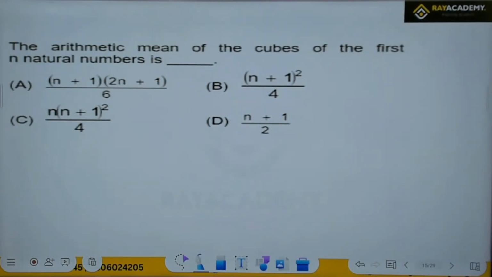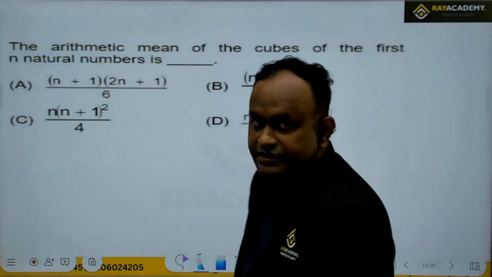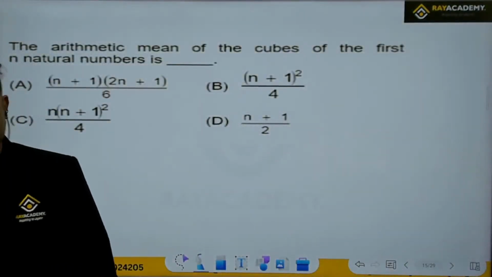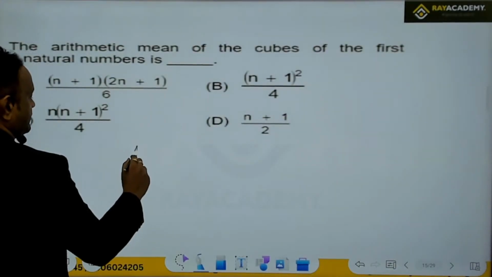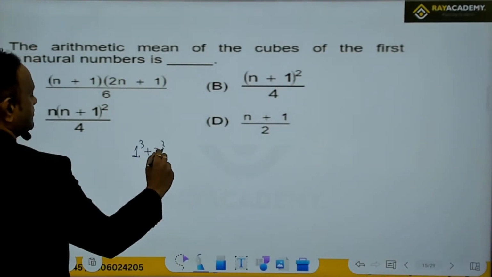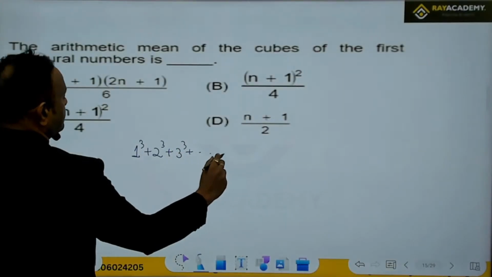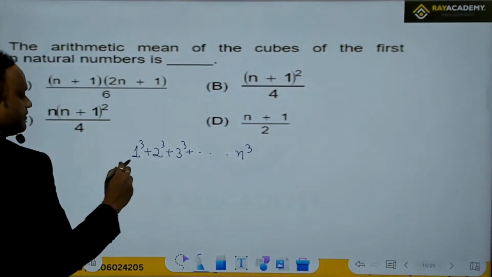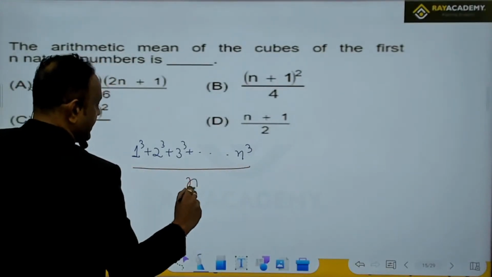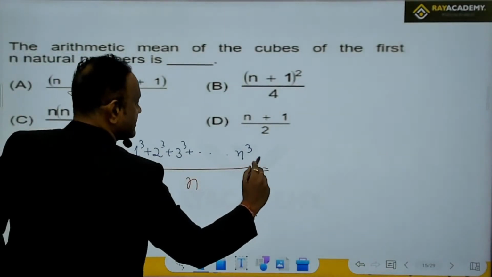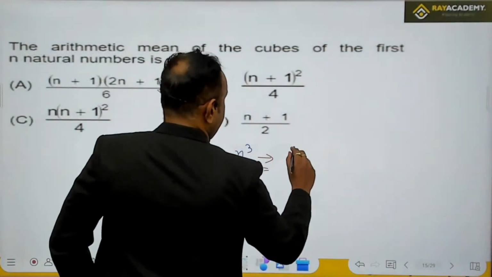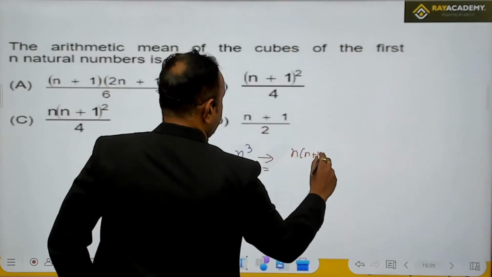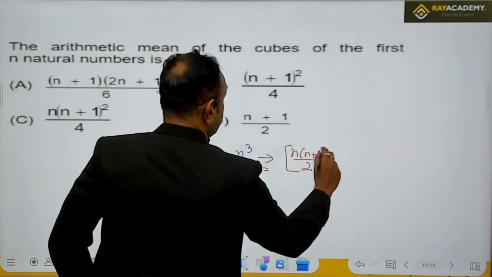Next question: the arithmetic mean of the cubes of the first n natural numbers. Now here we need to use some formula. Cubes of n natural numbers: 1 cube plus 2 cube plus 3 cube plus up to n cube, and the mean is its average, so that will be divided by n. But do you know the formula for this? The sum of n consecutive cubes is n into n plus 1 by 2, whole square.